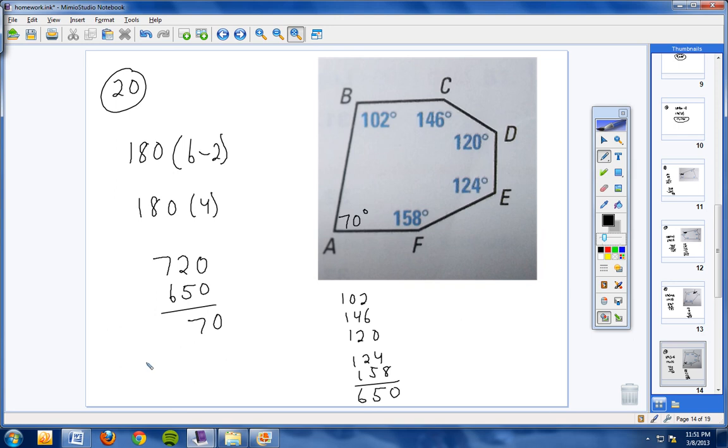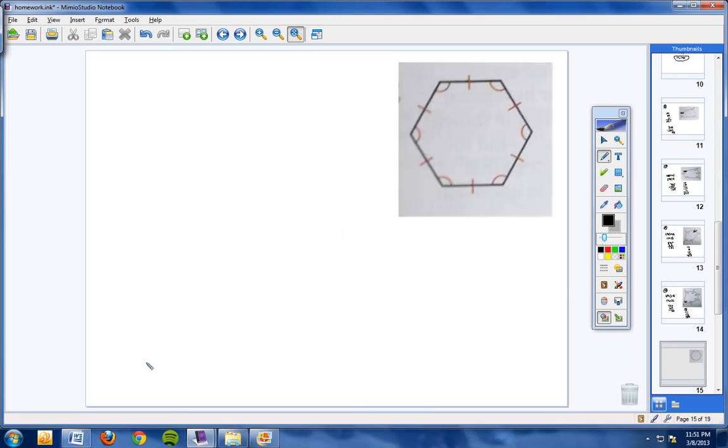All right, hope this is helping. Let's move on to number 21. Now on number 21, please notice all of the angles are congruent. And notice there are 6 angles. There are 6 sides, 6 interior angles. So think about this.